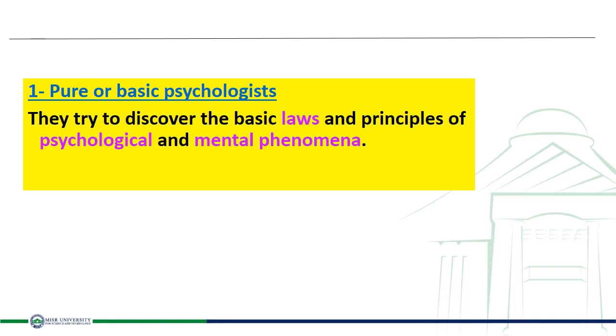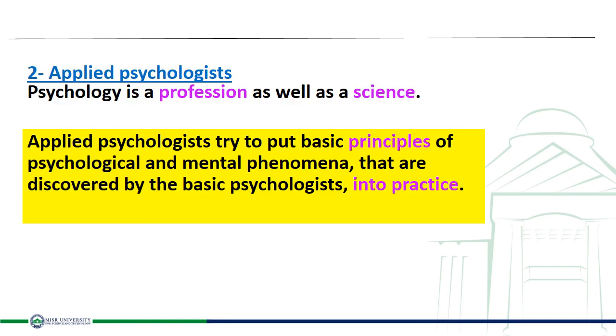And of course, the first two aims, description and explanation, are the main two aims of pure or basic psychology. In pure or basic psychology, we are trying to describe the psychological phenomenon, and we are trying to explain it. Now, applied psychology or applied psychologist. What is the difference or main differences between pure or basic psychology and applied psychology?